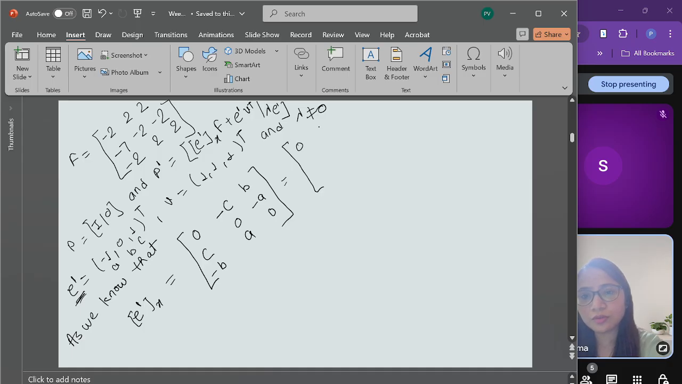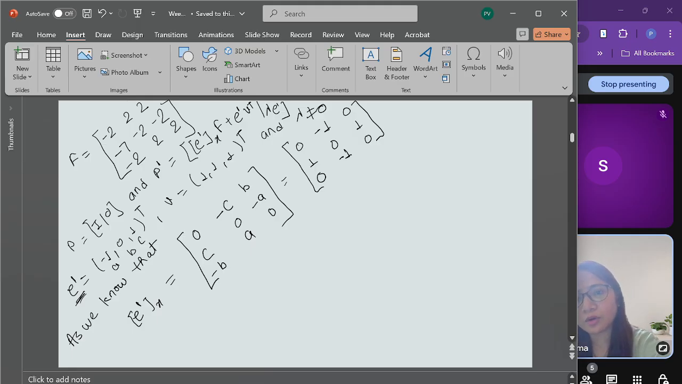So the first row is 0, -1, 0. Here, 1, 0, 1, because it is -(-1), which is plus 1. And the next one is -B, that is 0, here A is -1, and then 0. So E dash X we have just computed.